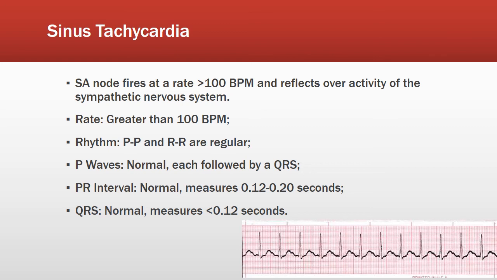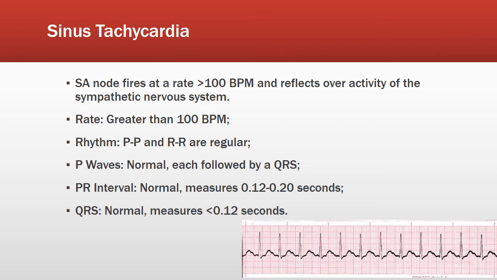As far as your EKG criteria, the rate is going to be greater than 100 beats per minute. The P to P is going to be regular. The R to R is regular. The P waves are normal, and there's one for every QRS. The PR interval is normal, and it measures 0.12 to 0.20 seconds. The QRS is normal and measures less than 0.12 seconds. And this is an example of a sinus tach.